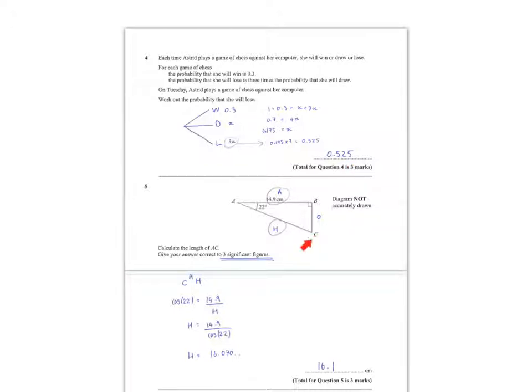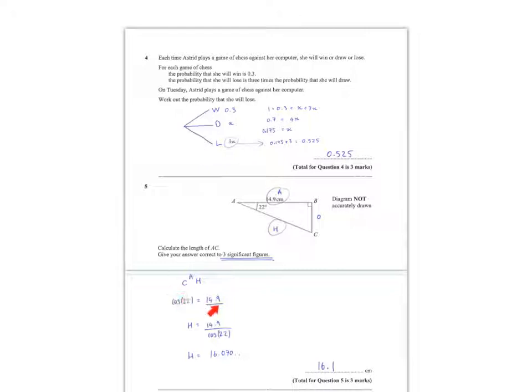When approaching a trigonometry question with a right-angled triangle, I suggest the first thing you do is label the sides. Then circle the one that you know and the one that you want to find out. In this case, you know the adjacent, you want to find the hypotenuse, the length AH. The formula that links adjacent and hypotenuse, so SOHCAHTOA, is cosine. So we can write down that cosine 22 equals the adjacent over the hypotenuse, so 14.9 over h.